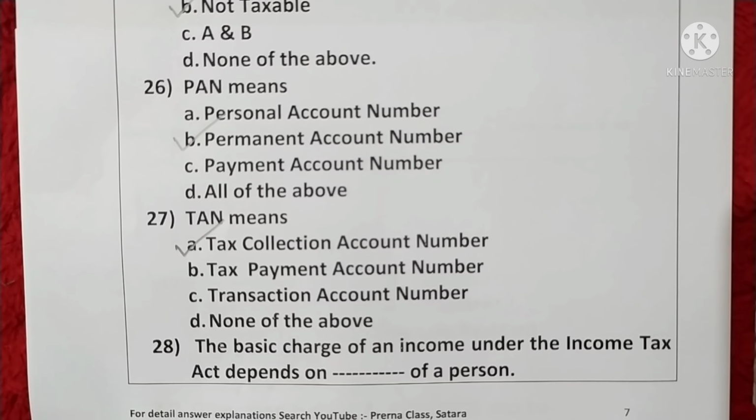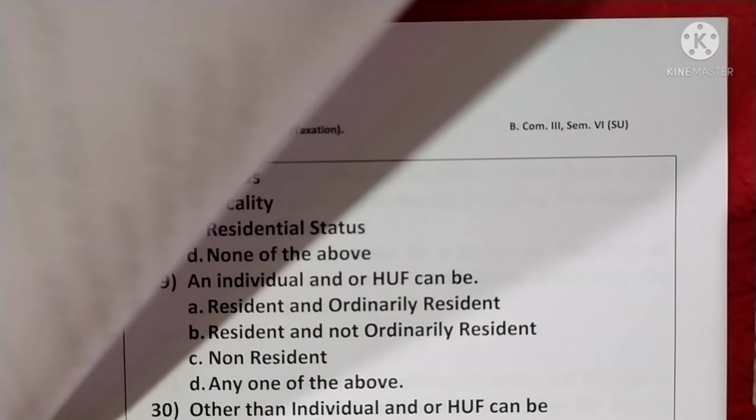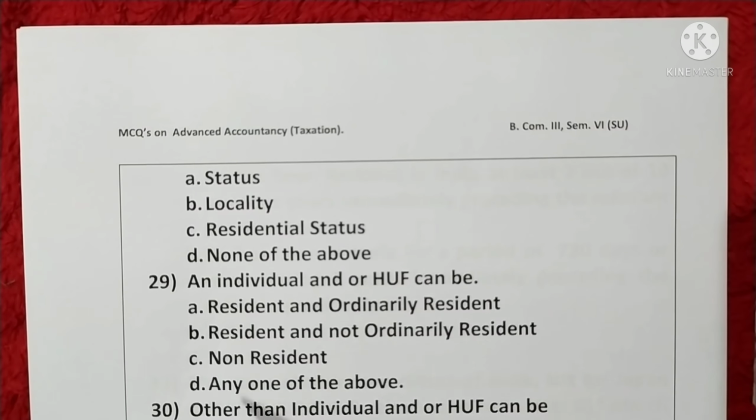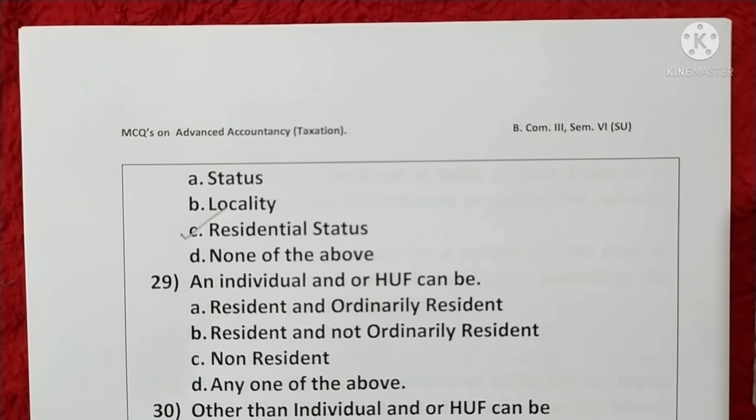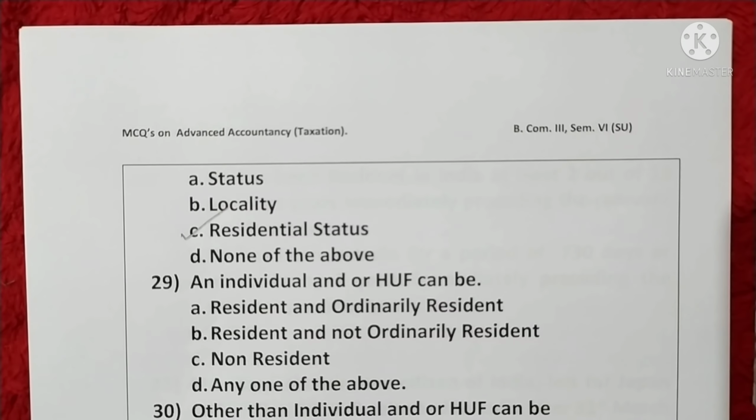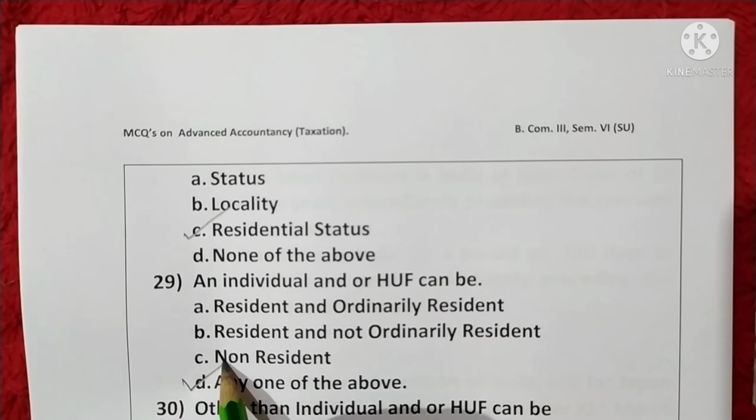Question 28. The basic charge of an income under the Income Tax Act depends upon dash of a person. It depends upon residential status of a person. See in answers. Option C is correct one. Question 29. An individual and HUF can be, options are given: a resident and ordinary resident, a resident and not ordinary resident, non-resident, any of the above. Here, any of the above is correct answer. Option D is correct one.